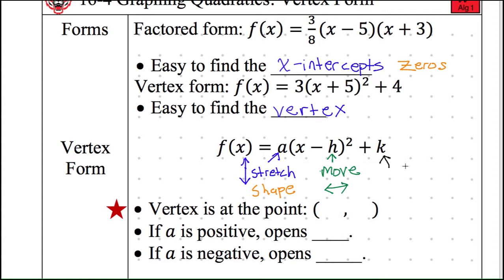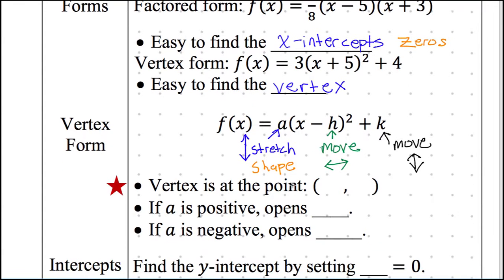K. This thing is also move, but instead of moving left and right, it's going to be moving up and down. So again, if you want to be very formal, you would say this is the translation up and down, or the vertical translation. This green one would have been the horizontal translation. I don't want to confuse you with the terms yet. I just want you to get the general idea of how these letters affect what's going on with the function.